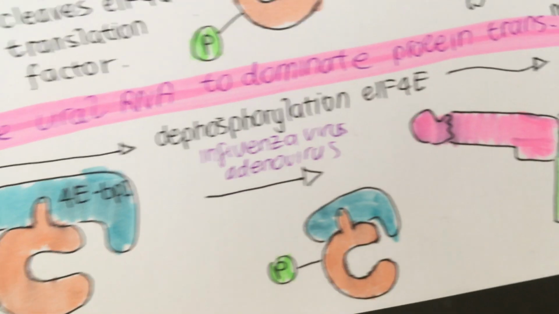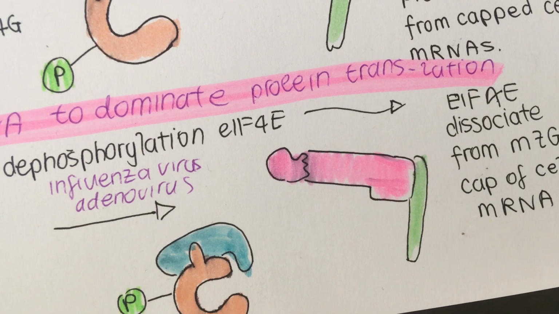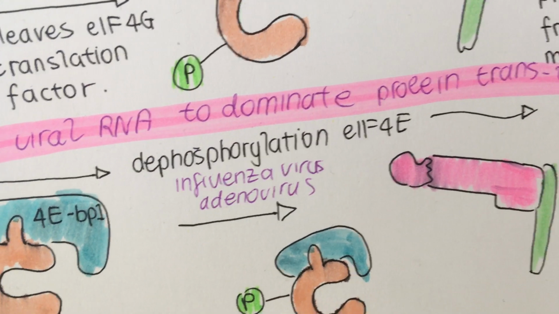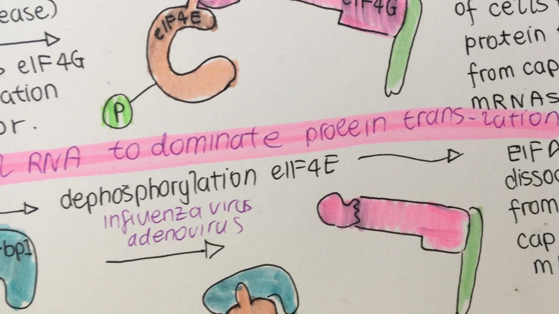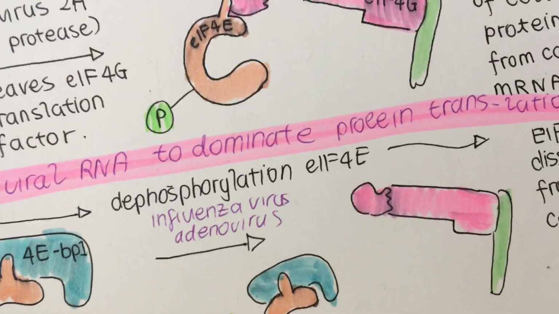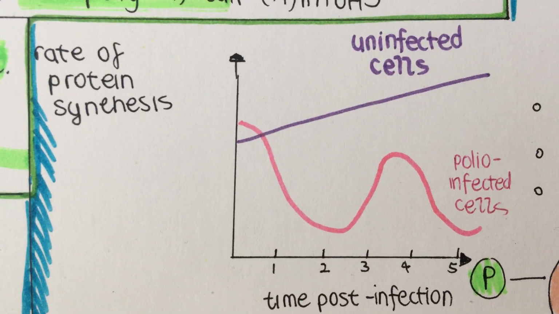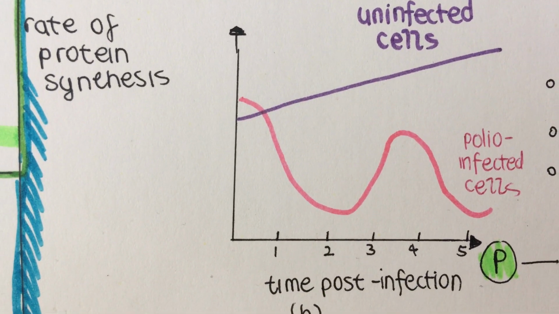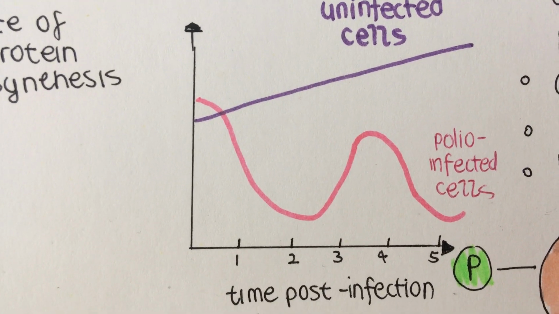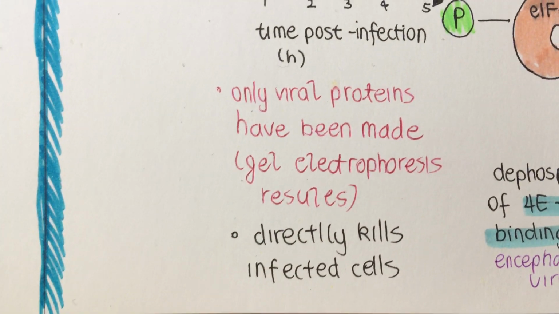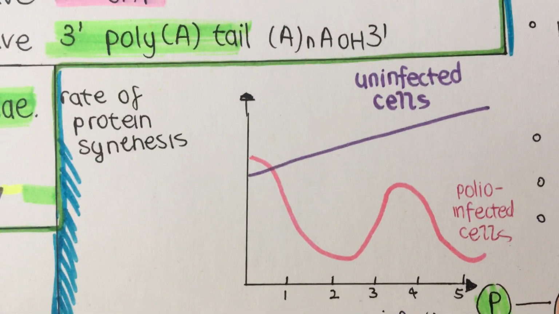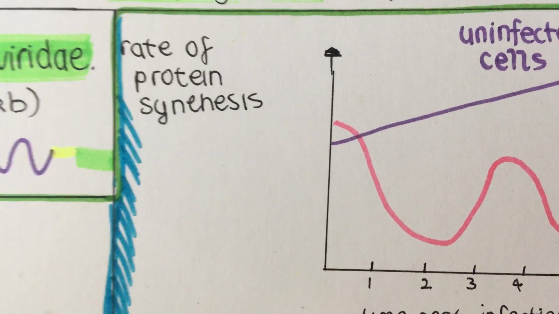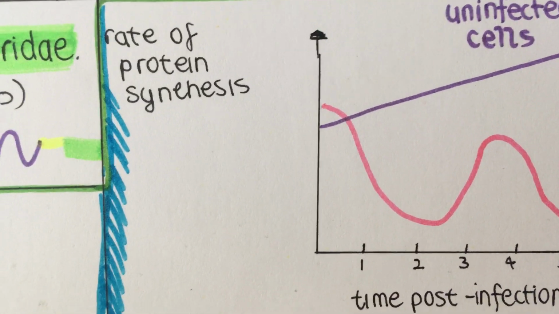Now, another strategy, used not by poliovirus but by influenza and adenovirus, is that they simply dephosphorylate this eIF4E element, so it dissociates from eIF4G, and it also dissociates from the m7G cap, or the guanosine cap, of cellular mRNA. The end product of this is a decreased rate of protein synthesis for infected cells. If you have decreased proteins, then a major role of these, which is to protect the host, is lost and host cells will die.